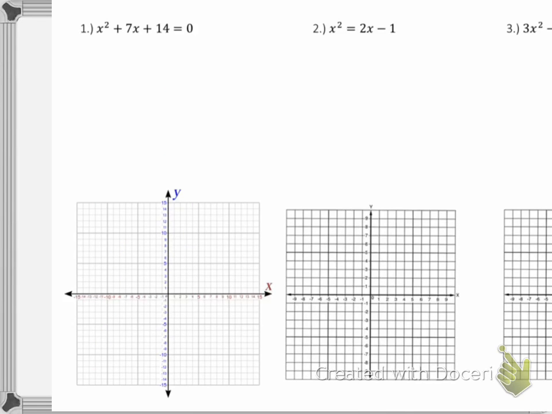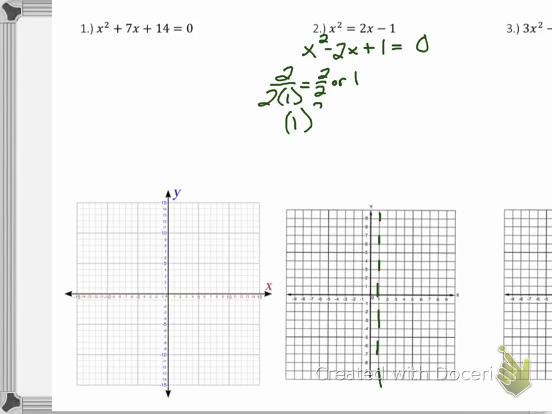So for number 2, we would start with, first, let's get this into standard form. So that means I have to move everything over so that my equation equals 0. So now I would do the opposite of b all over 2a, which is just 2 over 2, or I have a line of symmetry of 1. So then I'm going to go over to my graph, and I'll put my little invisible line of symmetry in. And now I can find my vertex.